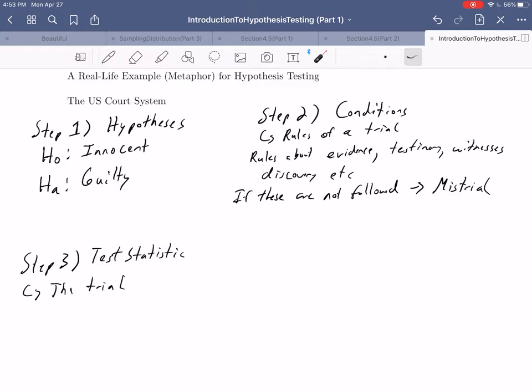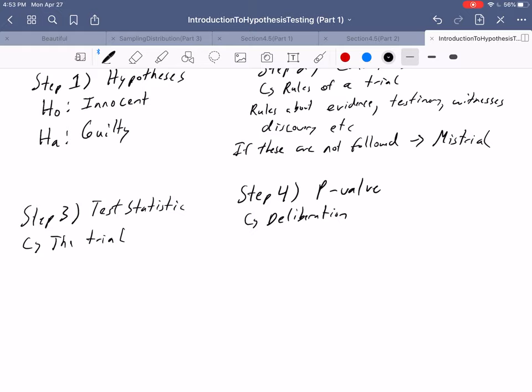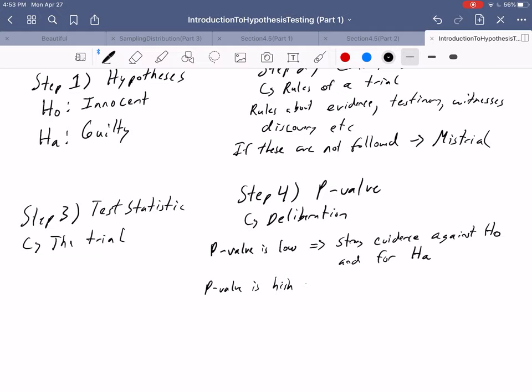Okay. Step four, the p-value. Again, we know that in real life, nobody's calculating a probability here, but the p-value really can be thought of as the deliberation part. This is where the jury thinks about the evidence they were presented. Remember, if a p-value is low, this implies strong evidence against H0 and for HA. And if the p-value is high, it implies weak evidence against H0 and for HA.